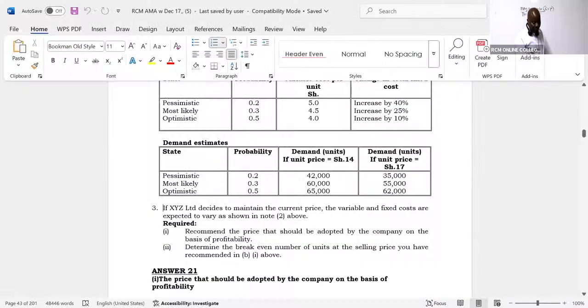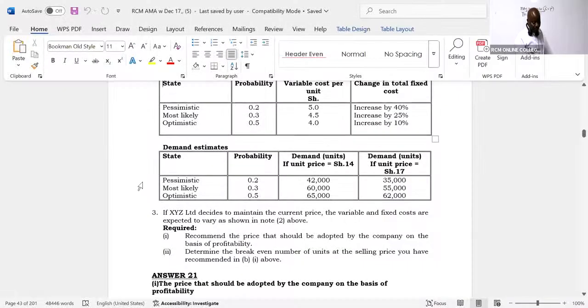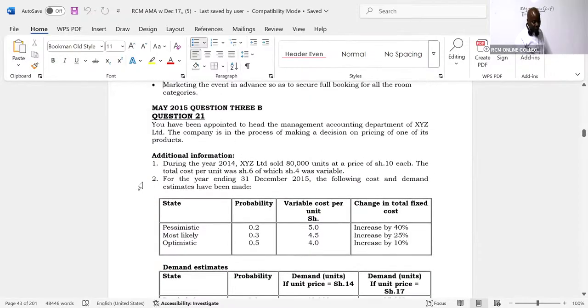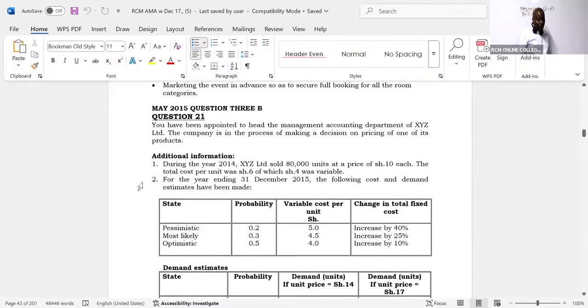And all these questions are very, very similar. So you will be happy at the end of the day. So this is the question, question 3B. Actually 3B, not 3A, 3B.